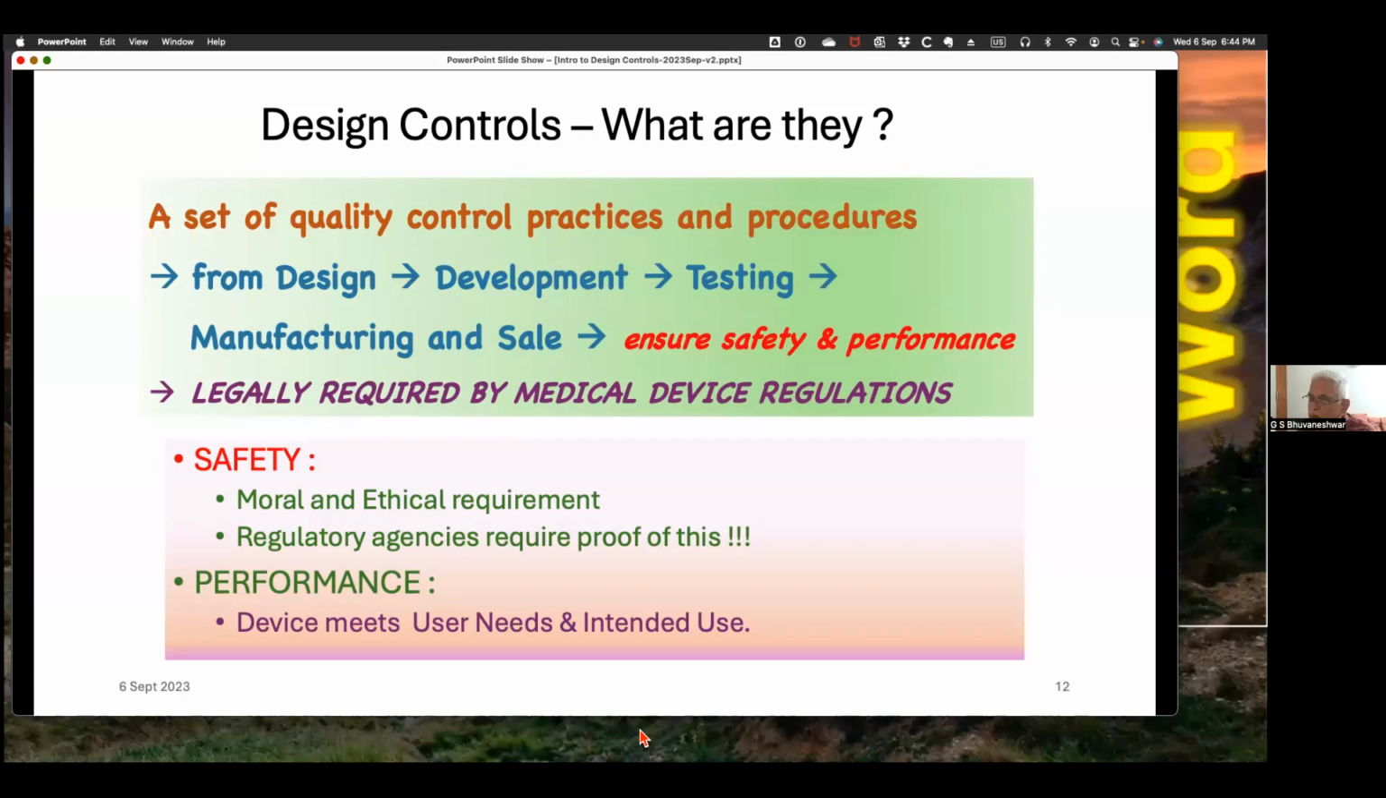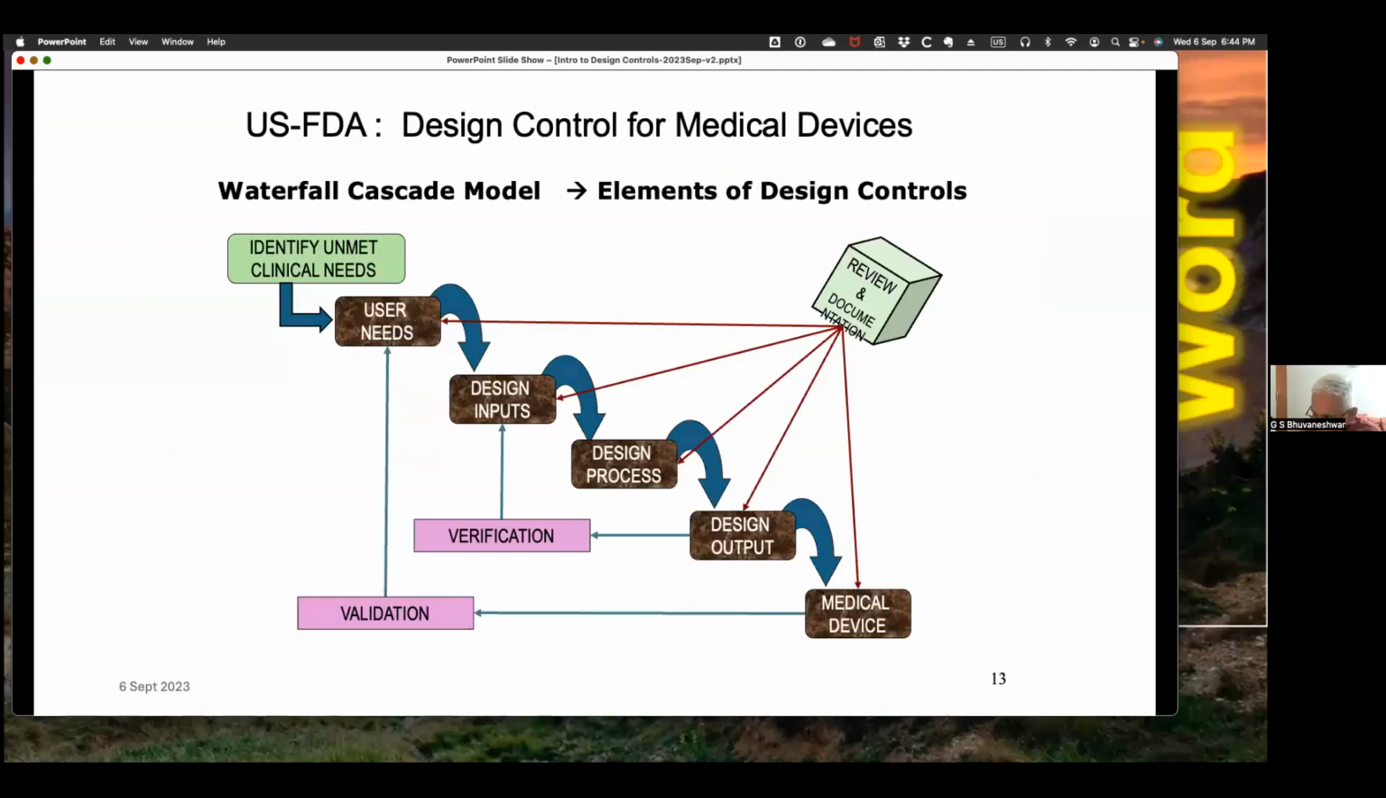Safety, as I mentioned, is a moral and ethical requirement, and regulatory agencies require proof. So you need to produce proof that your device is safe. This is the big question. And you also need to produce proof that your device meets the user needs and intended use, that whatever you claim the device will do, you have proof that it does that. Now, this is a famous waterfall called the cascade model, which was originally brought out by Health Canada and then adopted by US FDA. This is one of the well-known models of design controls.